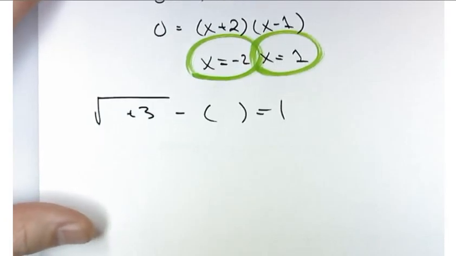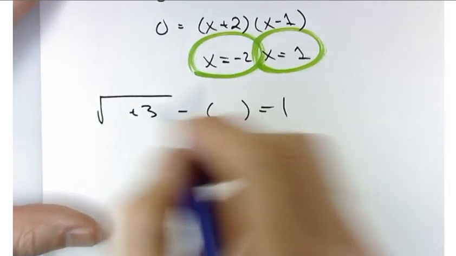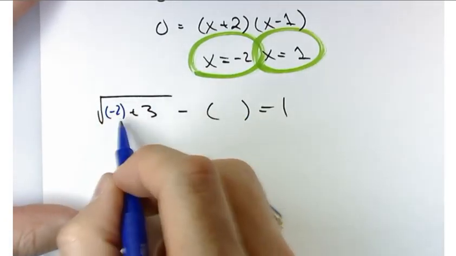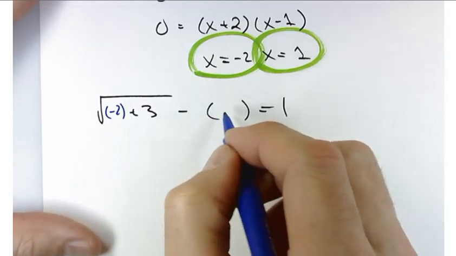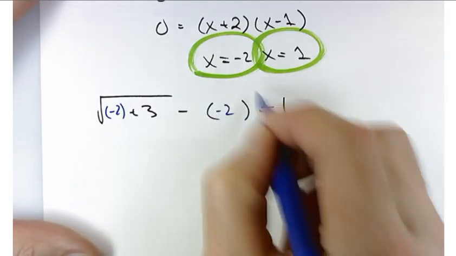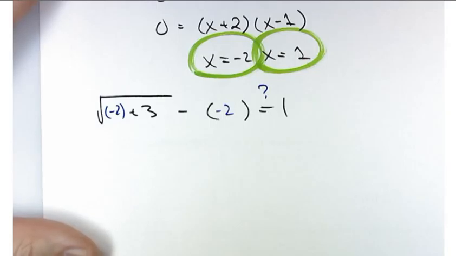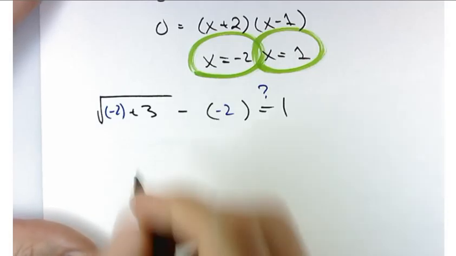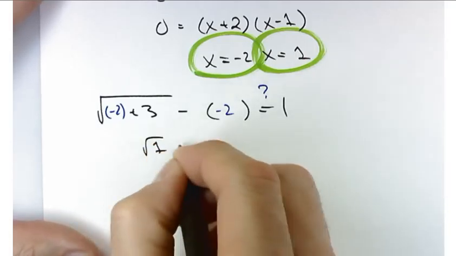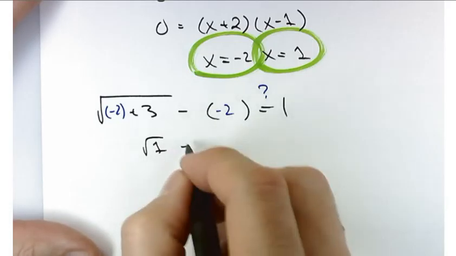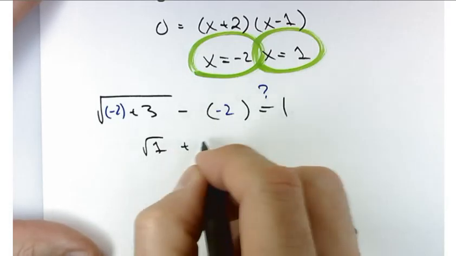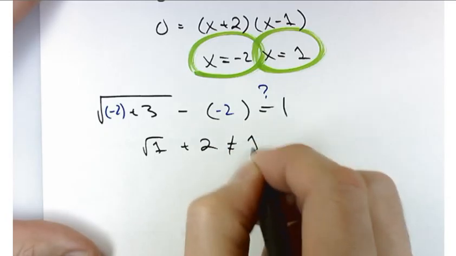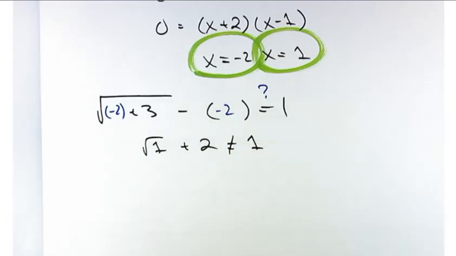So I'm going to plug in -2 here. So -2 plus 3 minus -2, does that equal 1? I'm thinking it's not going to work out. So I'll get the square root of 1 minus -2, which is really the square root of 1 plus 2. And that doesn't equal 1. So I'll throw that one out. That one's extraneous.